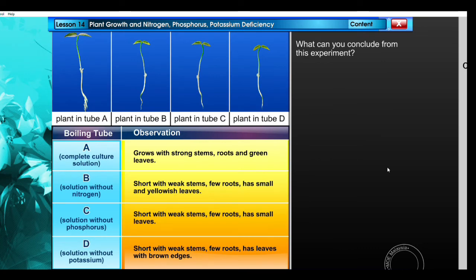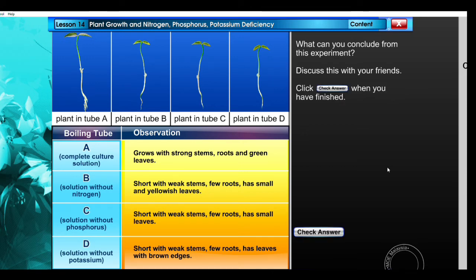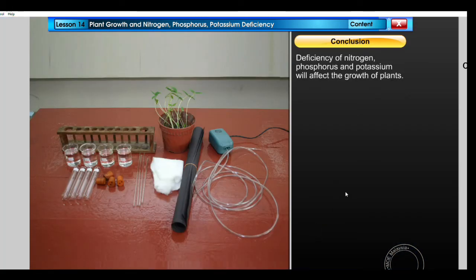What can you conclude from this experiment? Discuss this with your friends. Click Check Answer when you have finished. Deficiency of nitrogen, phosphorus, and potassium will affect the growth of plants.